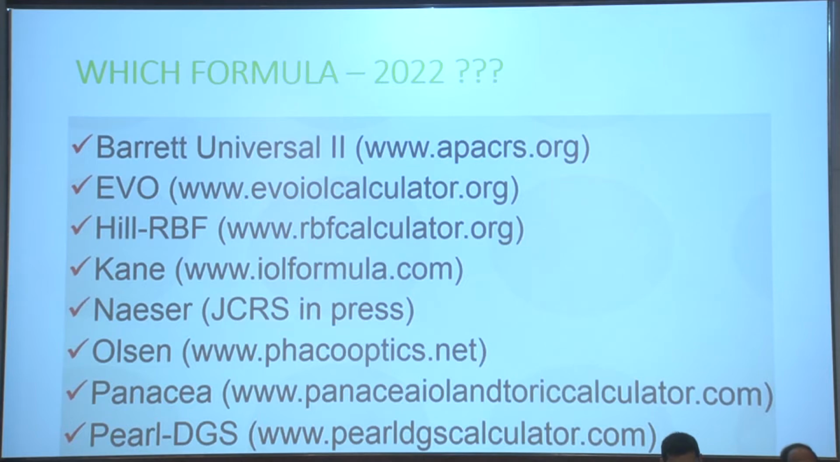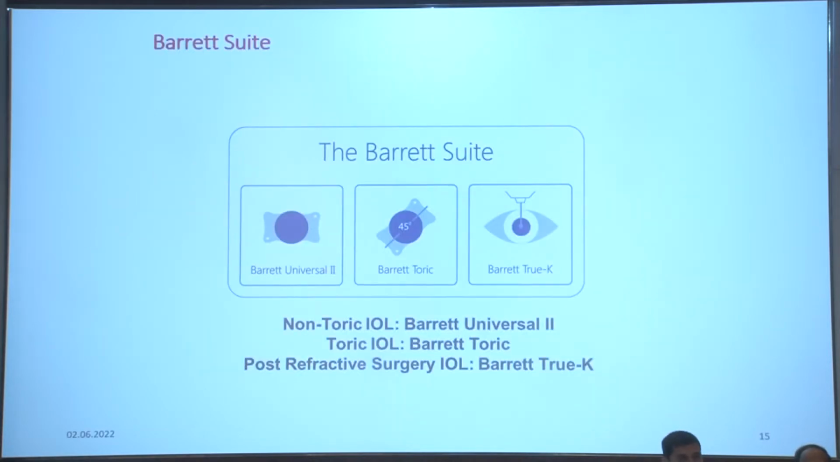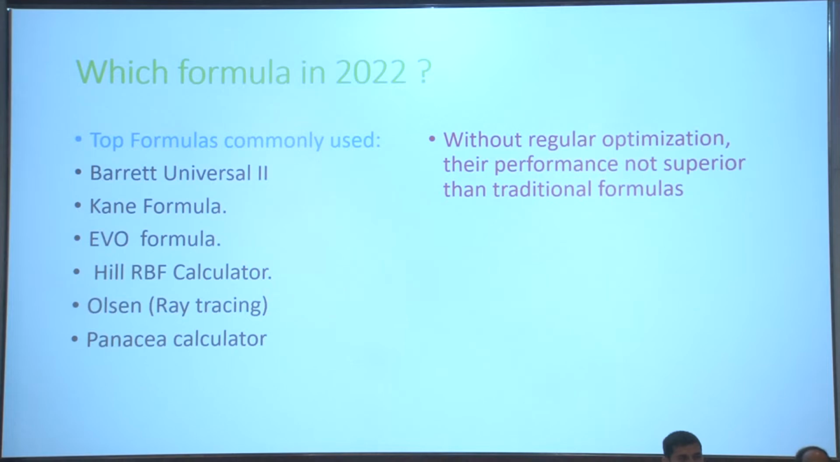But how to go for it? In the present scenario in the world, the top formulas commonly used are the Barrett Universal 2, Kane formula, EVO formula, Hill RBF calculator, Olsen formula and Panacea calculator. But the most important point is that without regular optimization of their performance, no one is superior to the traditional formulas. So we go through each of them individually, to see the key factors for why each formula is important for newer power calculations.